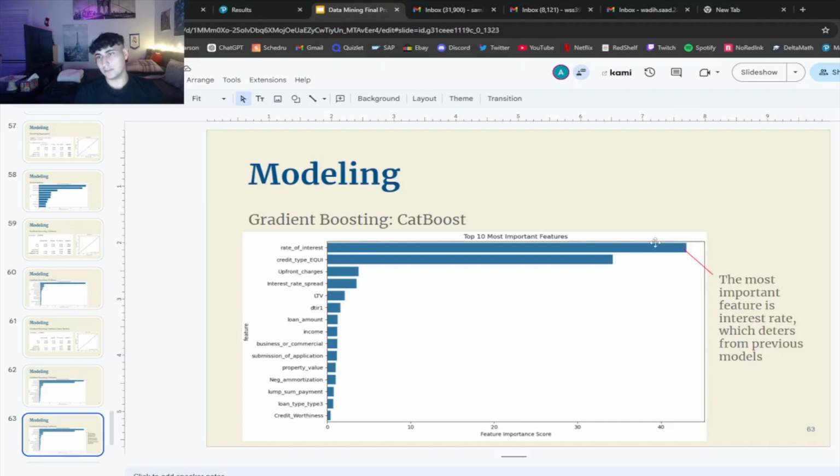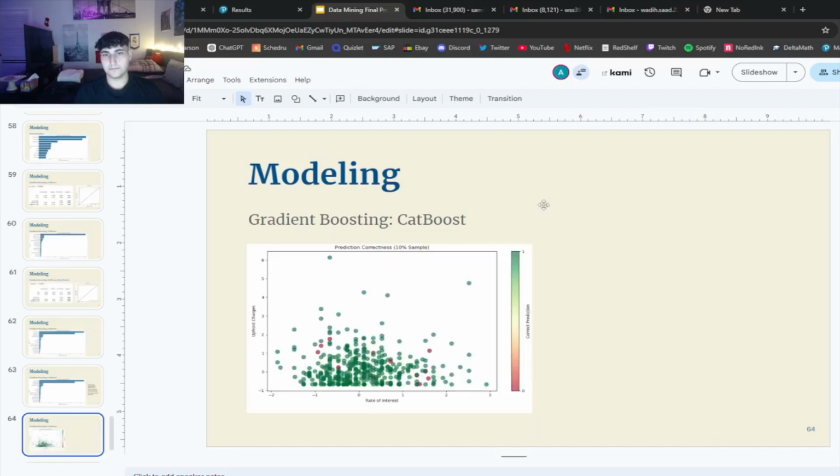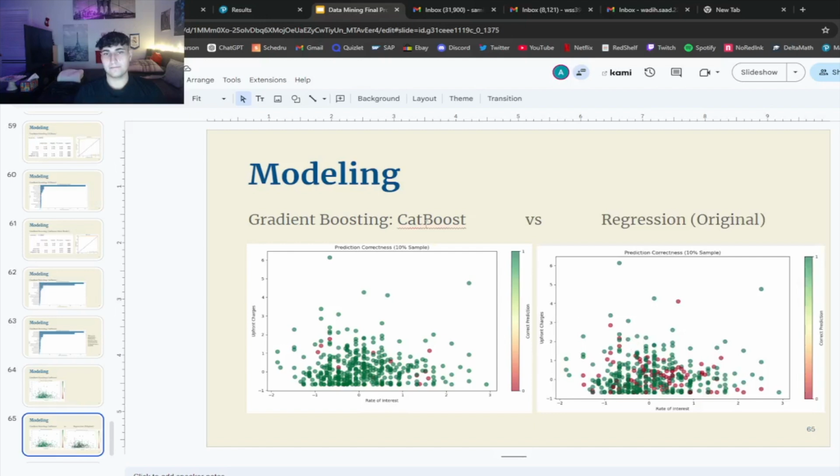So as we said, the most important feature is interest rate for the CatBoost model, which is different from the previous models because credit type equity was practically at number 1 for all the other ones. And this is the visual graph for the CatBoost model, the upfront charges to the rate of interest. And this is the visual difference of the CatBoost versus the regression model that we did in the beginning.